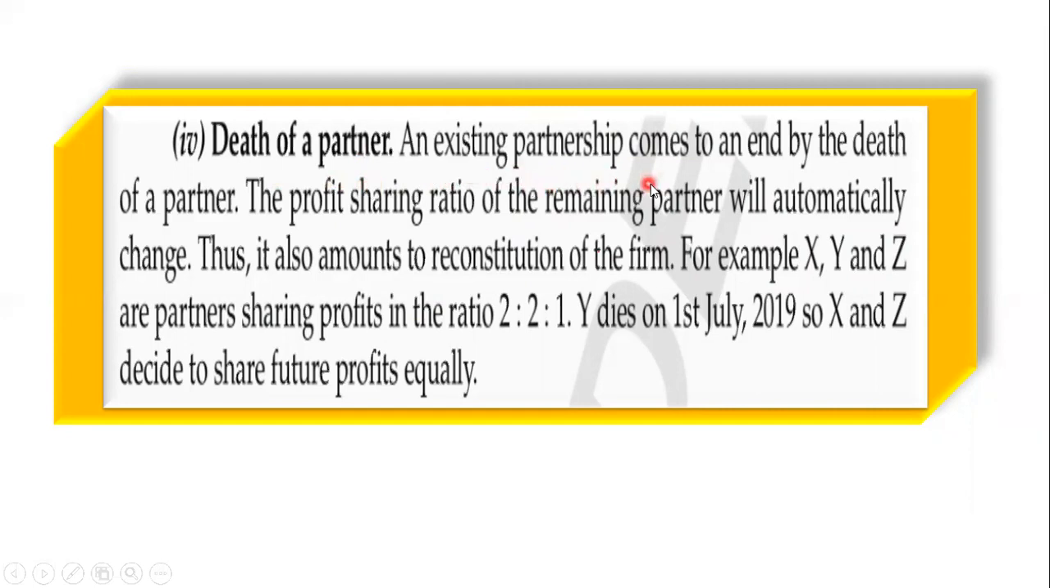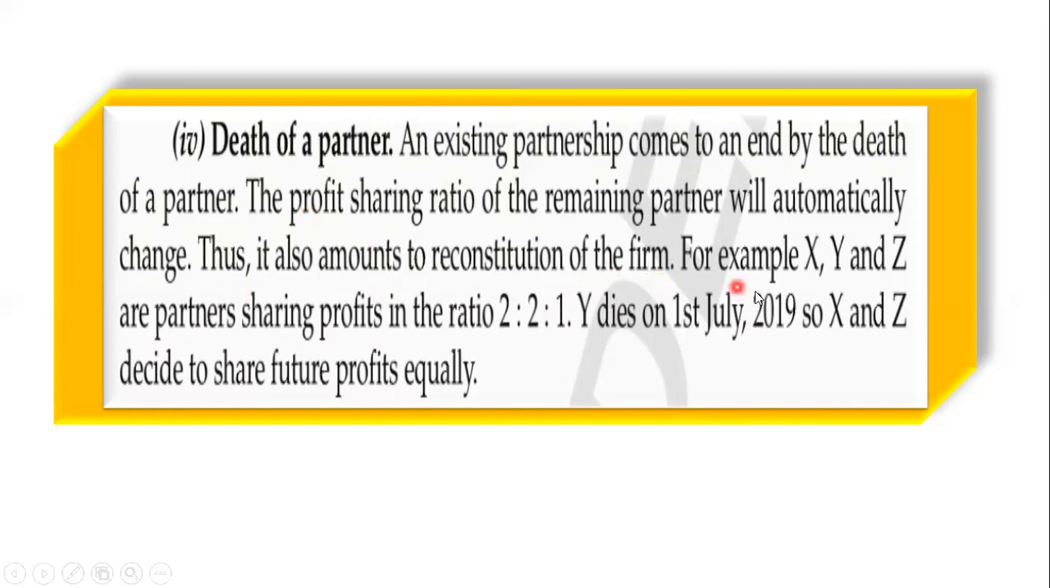An existing partnership comes to an end by the death of a partner, and the profit sharing ratio of the remaining partners will automatically change. You know, one partner dies, so the remaining partners will share the whole profit in future. Thus, it also amounts to reconstitution of the firm. It is just like a retirement. The difference is that in case of retirement, the partner gives notice in advance, but in case of death, there is no advance notice.